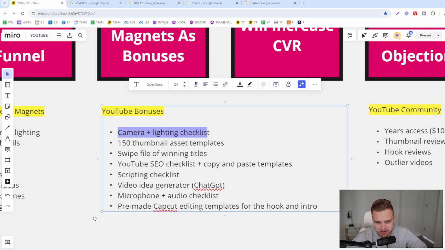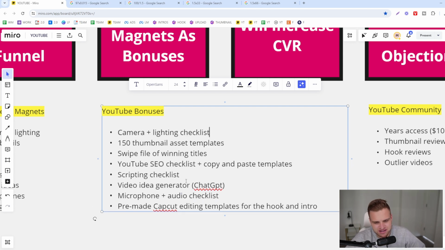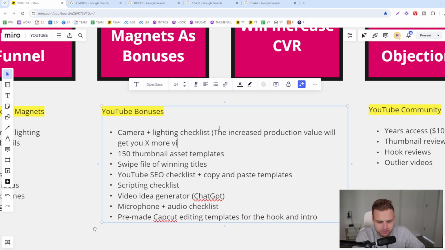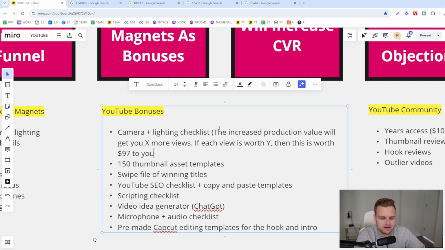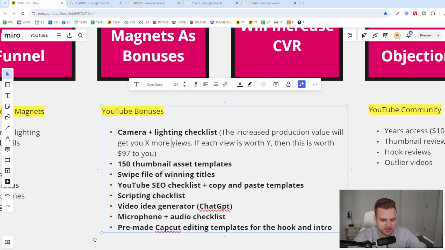So camera and lighting checklist, it's going to be hard to justify why that's worth $97, but the increased production value will get you X more views. If each view is worth Y, then this is worth $97 to you, something like that. So you'd go through, using logic and reason, and it has to make sense. Trust me, you can't just make it up and gaslight people.